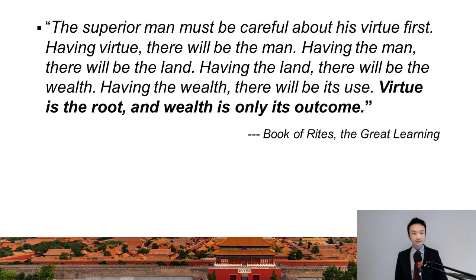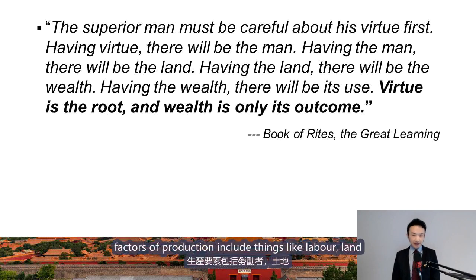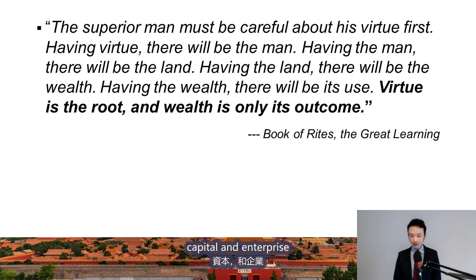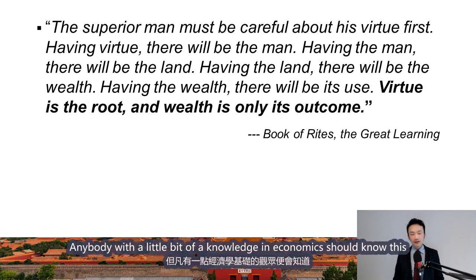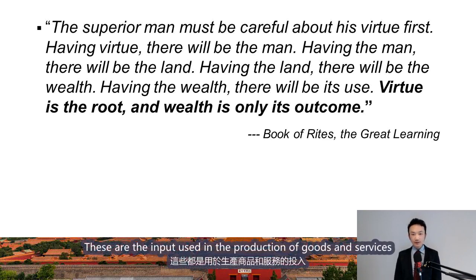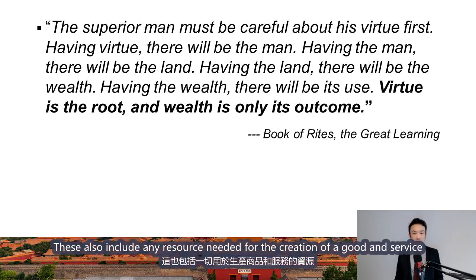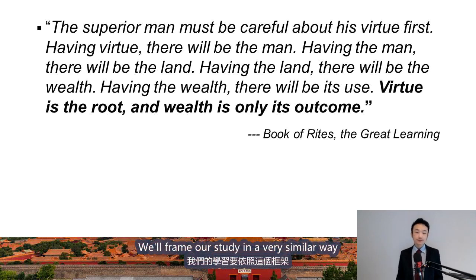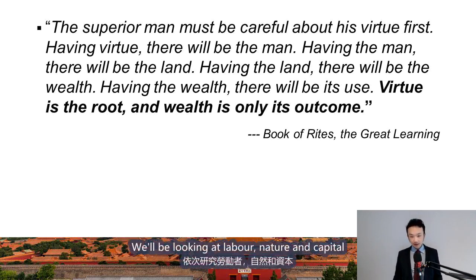Okay, factors of production. Now, in modern economics, factors of production include things like labor, land, capital, and enterprise. Anybody with a little bit of knowledge in economics should know this. These are the inputs used in the production of goods and services. These also include any resource needed for the creation of a good and service. Now, we'll frame our study in a very similar way. So we'll be looking at labor, nature, and capital.